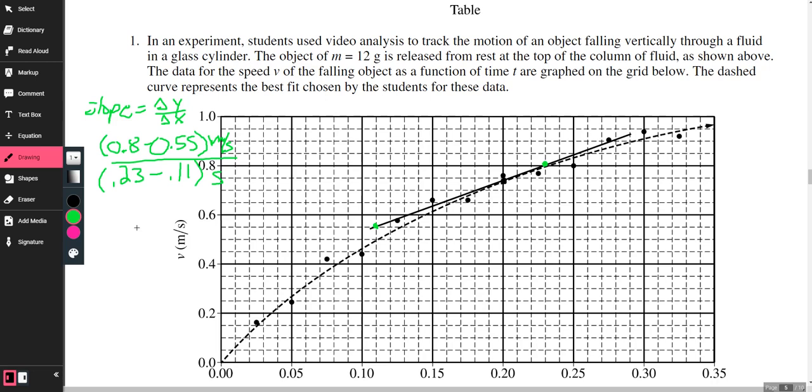So if I plug this into my calculator, 0.8 minus 0.55 divided by 0.23 minus 0.11, I end up getting 2.08 meters per second squared.